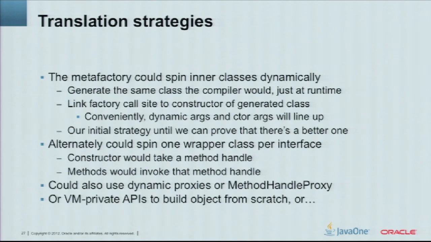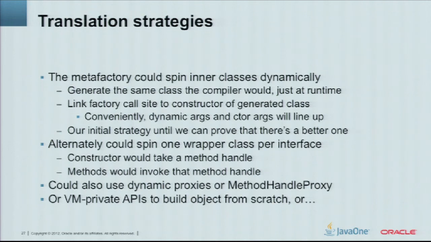So the simple strategy is, well, spin the same inner class that the compiler would have generated, but spin it dynamically at runtime. So that's a simple strategy. That might be our V1 strategy. And then once we spin that class, we tell invokedynamic to link the call site to the constructor for that new class. And it just so happens that the shape of the dynamic argument list and the shape of the constructor argument list are exactly the same. They're the captured arguments. So that's one way we could implement it.